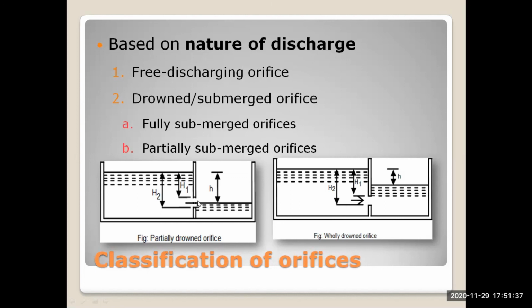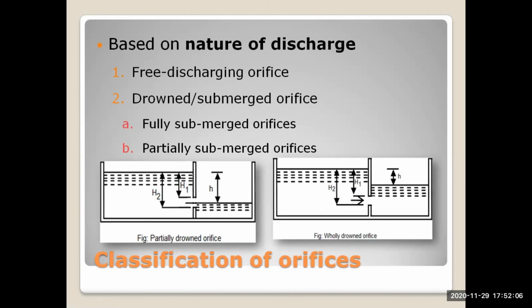In the figure you can see the opening is filled halfway. This is the upstream and this is the downstream. At the downstream you can see the water fills half of the orifice, whereas here the opening is completely submerged, inside the water. That is a fully drowned orifice. These are the different types of orifices. In the next class, we'll see the flow through orifice. Thank you.